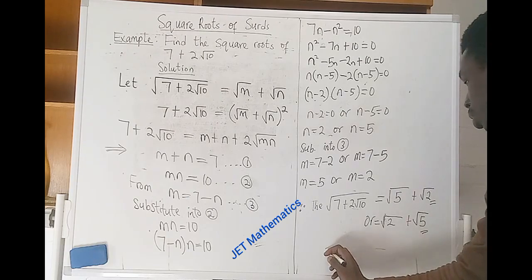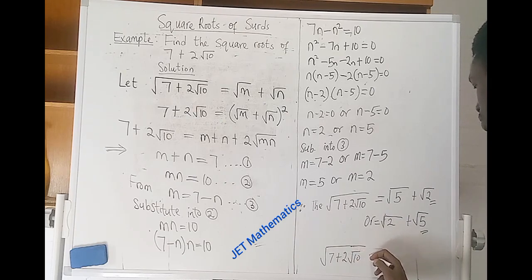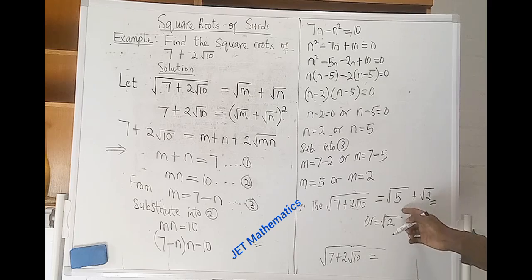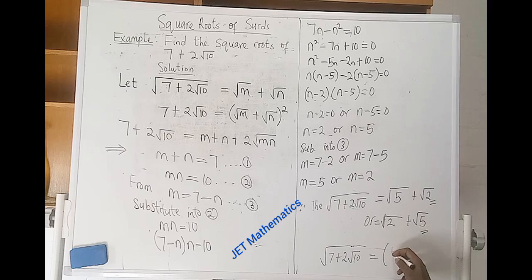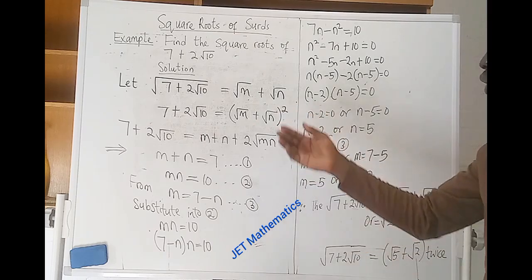Otherwise you can say the square root of 7 plus 2 root 10 is equal to, now these two results are the same. Root 5 plus root 2 is the same thing as root 2 plus root 5. So you can say it's equal to root 5 plus root 2, twice. Twice means it's repeated. So that is the solution to this problem.